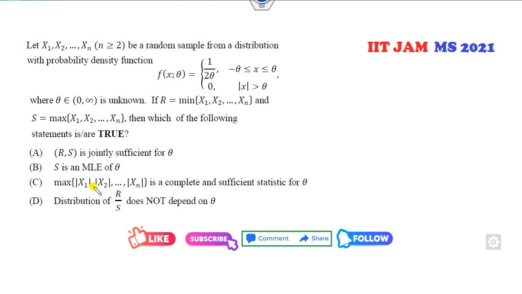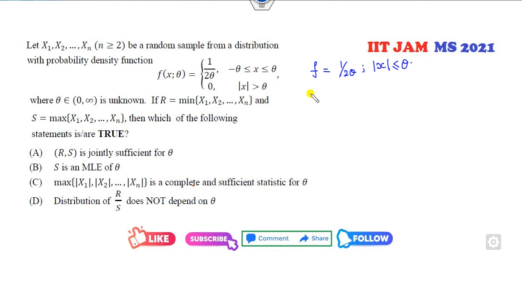Okay, look at this another one. Xi's are my random sample, which is a uniform distribution. R is the minimum, S is the minimum, is a joint sufficient MLE. Okay, how can you find it? Firstly, I can find the complete and the sufficient. Look at that. f is 1 over 2 theta. From here, I can say this is less than or equal to theta.